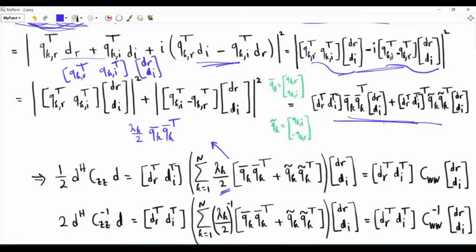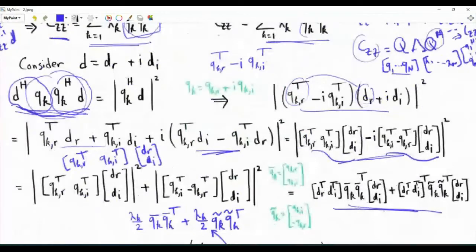The kth term here can be written as lambda K over 2, then QK bar transpose, and this is an eigenvector associated with lambda K over 2, which is an eigenvalue of CWW. And then it's a repeated eigenvalue, so it appears again, and an associated eigenvector that is linearly independent of qk bar is qk tilde, which in fact is orthogonal to qk bar. And so here we have qk tilde transpose. Effectively, we have a summation with two n terms involving the eigenvalues of CWW and the associated eigenvectors. This is the eigendecomposition of matrix CWW.